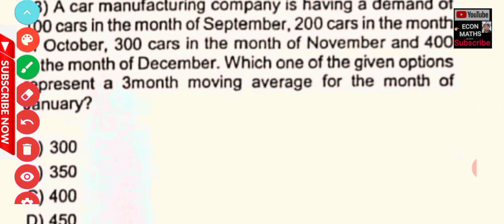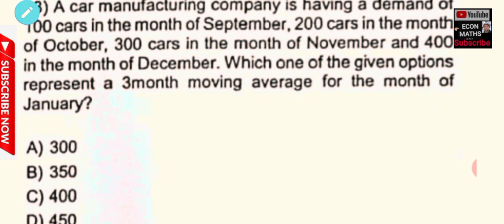Now coming to the next question. A car manufacturing company has a demand of 100 cars in the month of September, 200 cars in the month of October, 300 cars in the month of November, and 400 in the month of December. Which of the following options represents a 3-month moving average for the month of January?